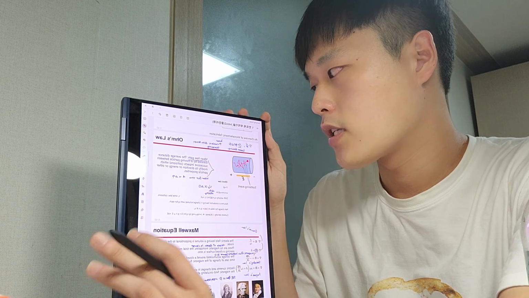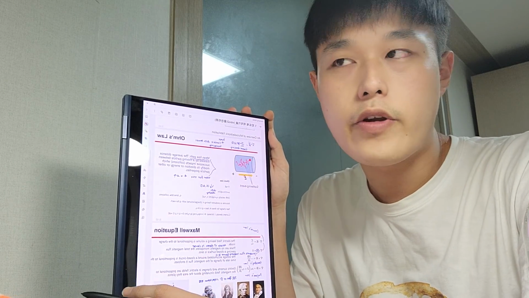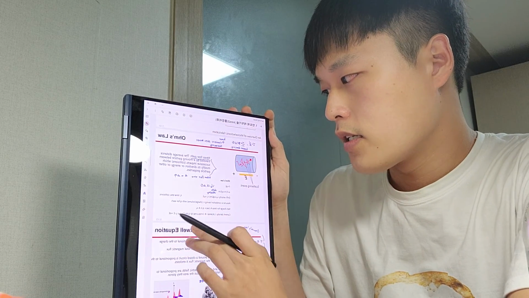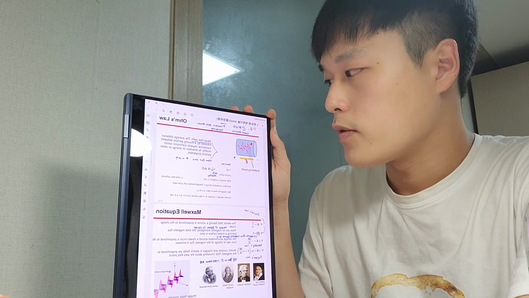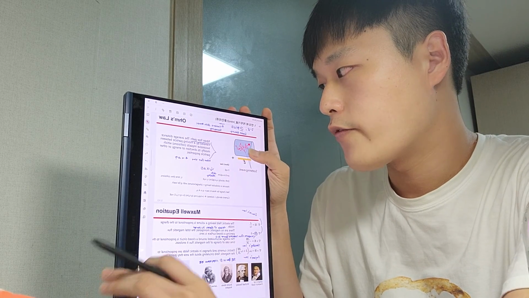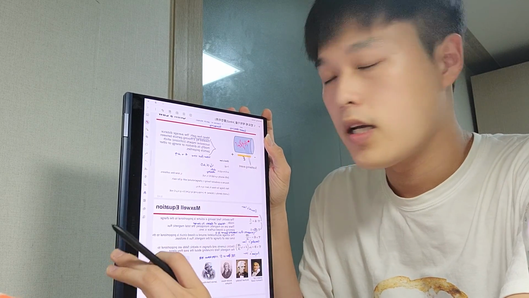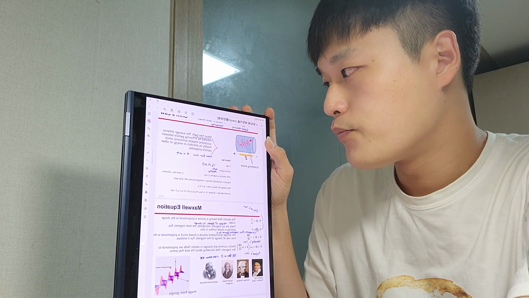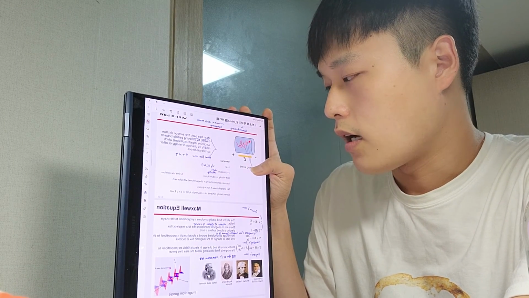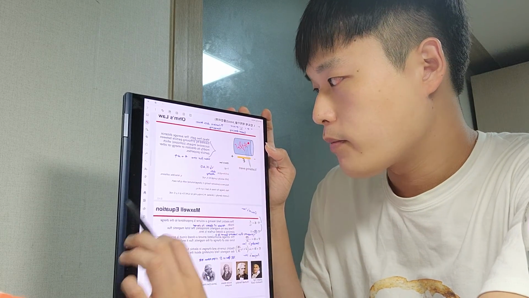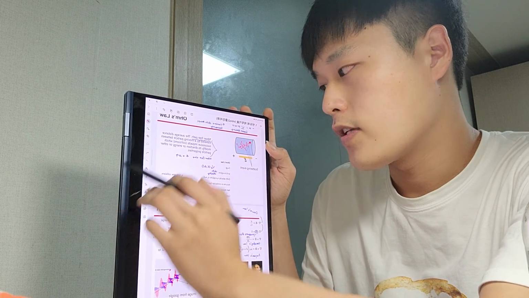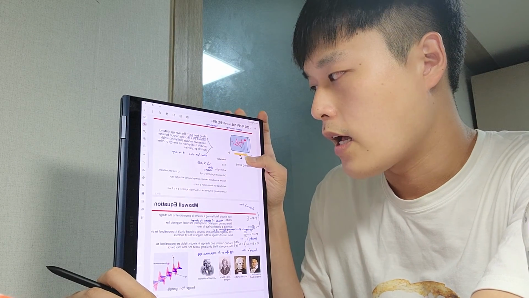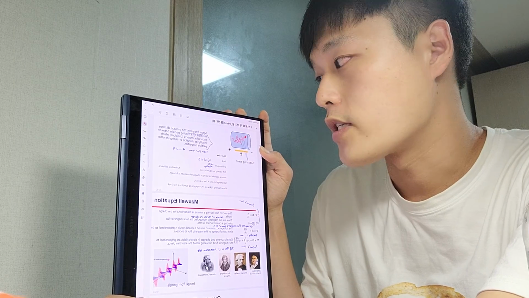Carriers are drifting under the electric field, so current can scatter. And the important concepts are the mean free path and mean free time. If the mean free path and mean free time are increasing, mobility will be increased.